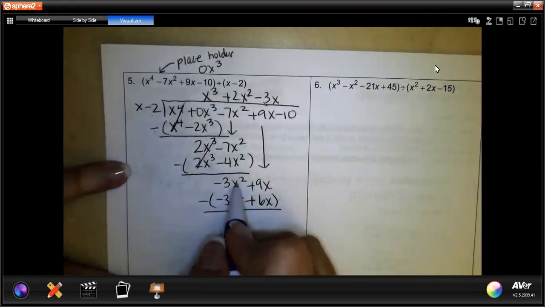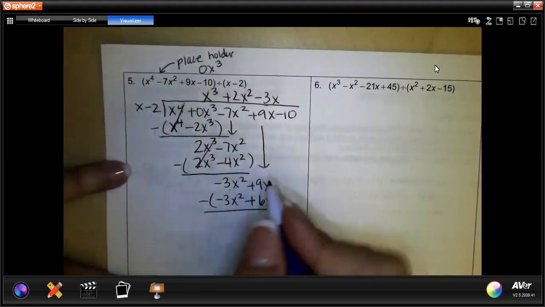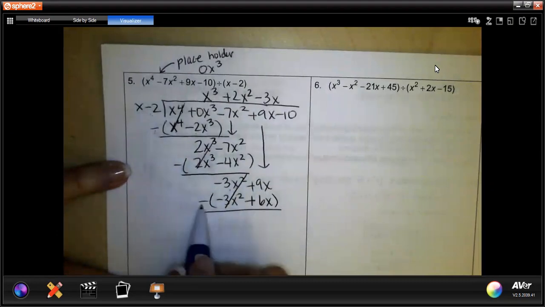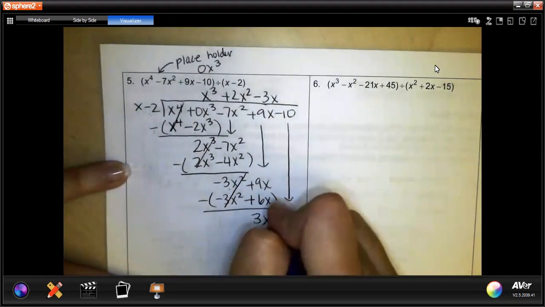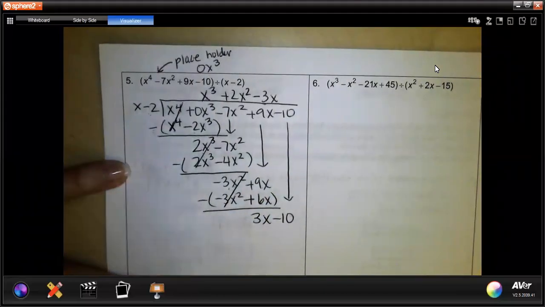We subtract: negative 3x squared minus negative 3x squared is 0. 9x minus 6x is 3x. And our negative 10 is now going to come down. And we start this process again.